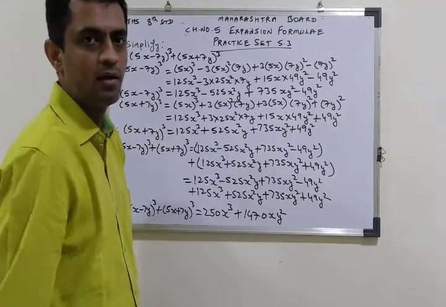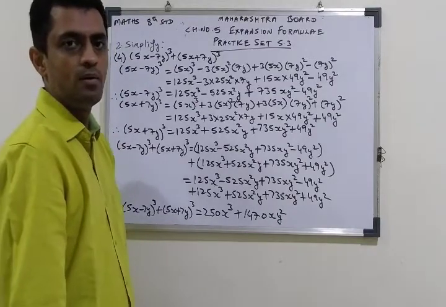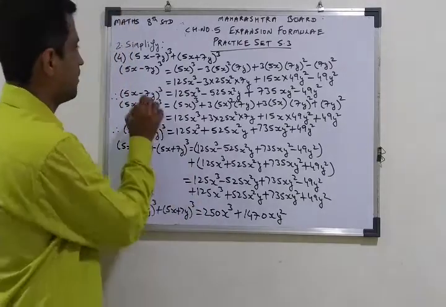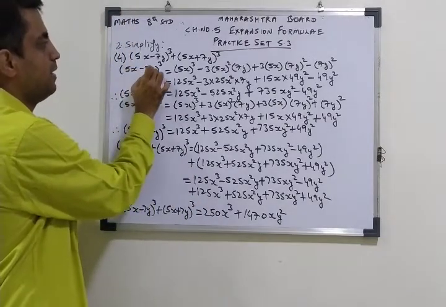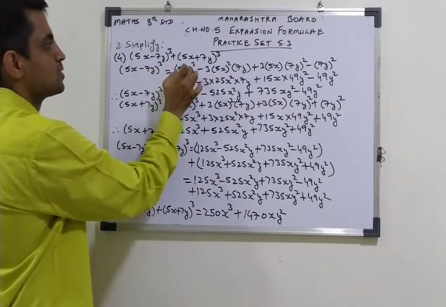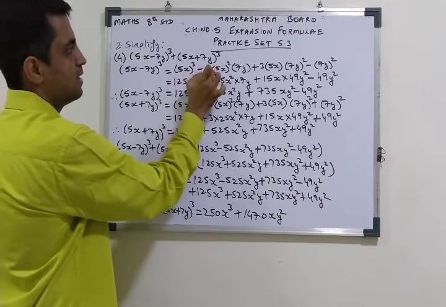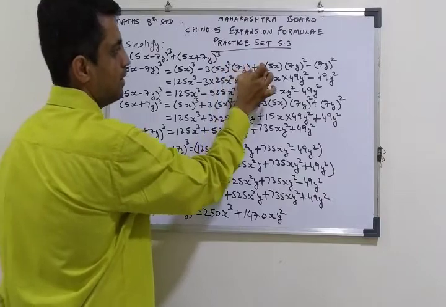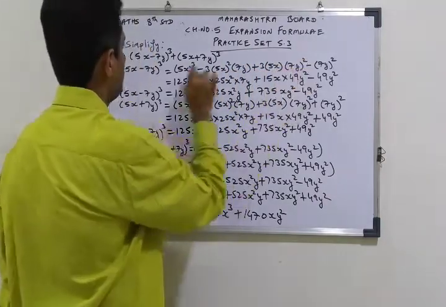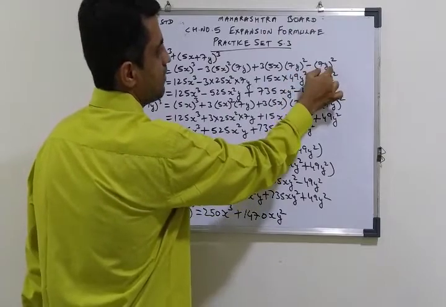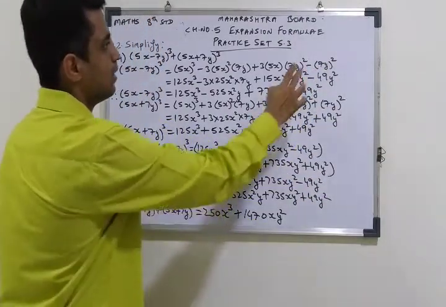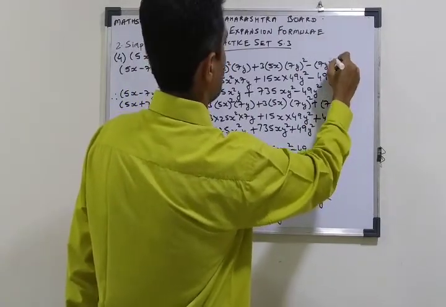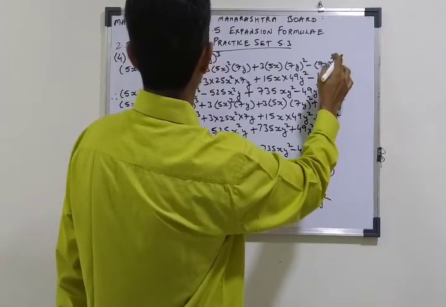Again recite the formula. (a minus b) the whole cube is what? a cube minus 3a square b plus 3ab square minus b cube. So our a is 5x and our b is 7y. So a cube means (5x) cube, minus 3 into (5x) square into 7y. So this is our a square and this is our b. Plus 3 into a into b square. So our b is 7y, minus (7y) square means b square. Here the mistake is there. Here it will come cube.